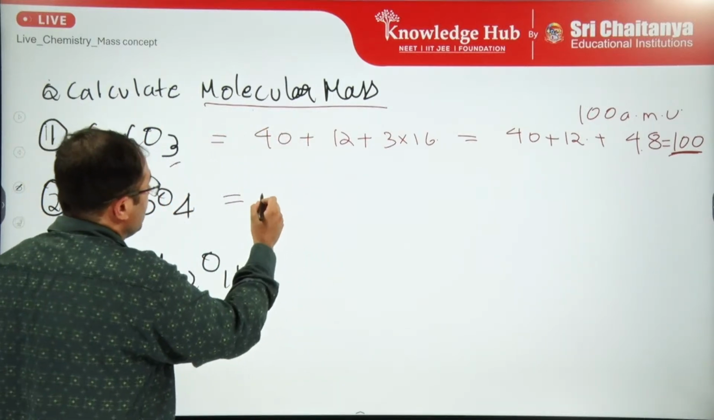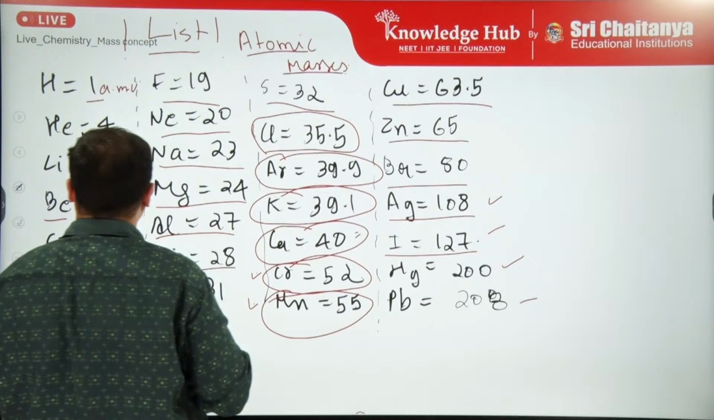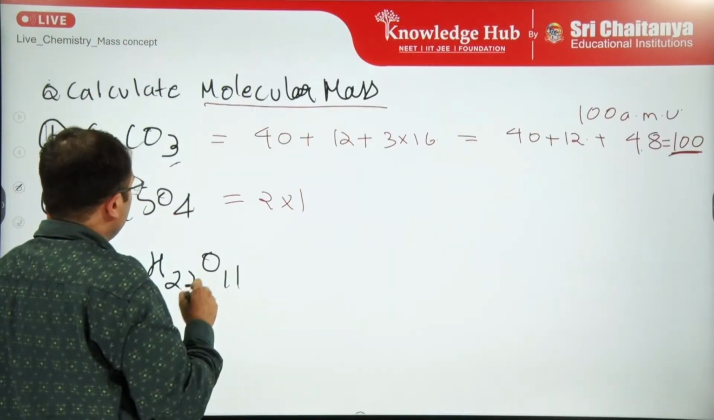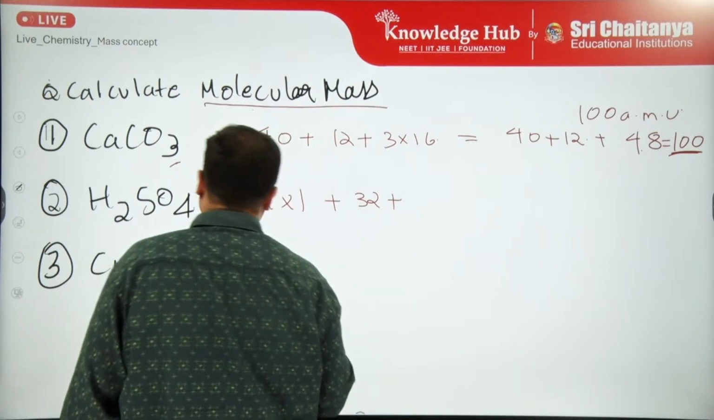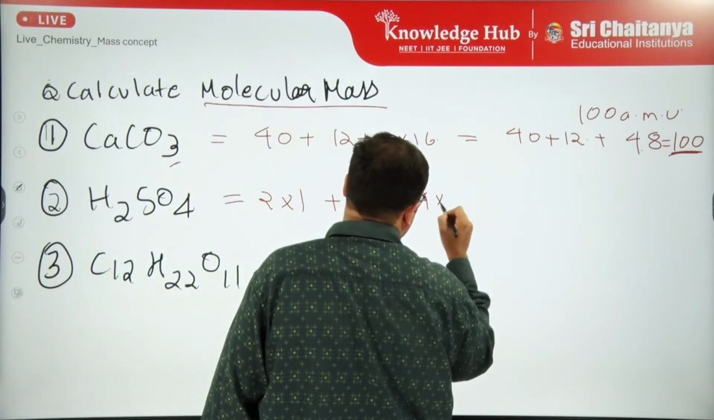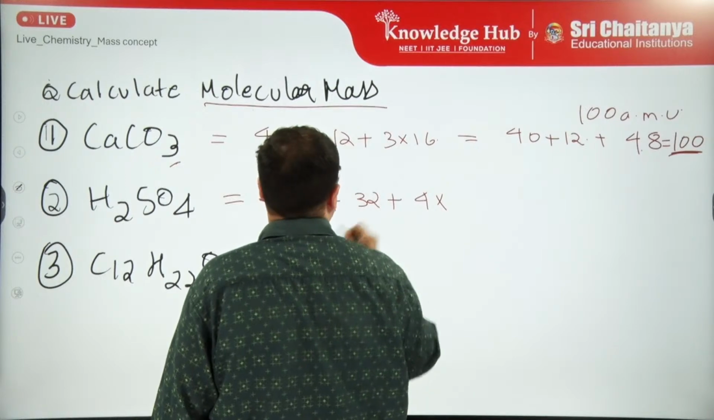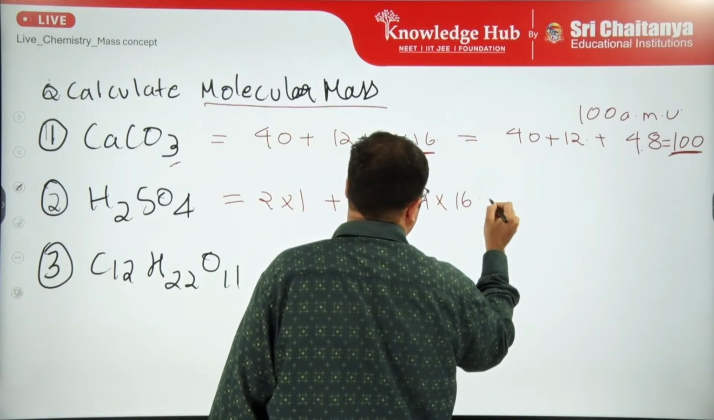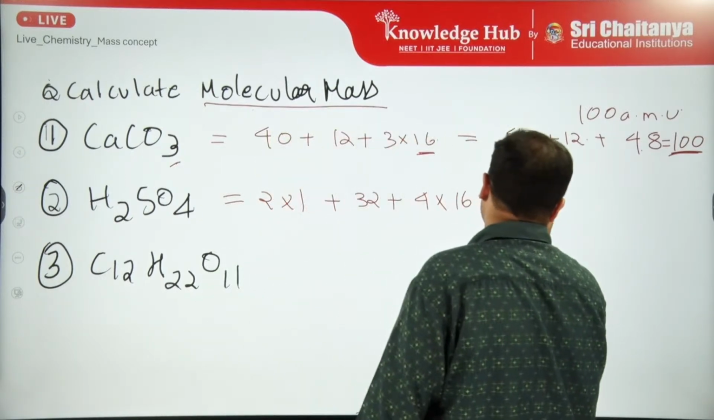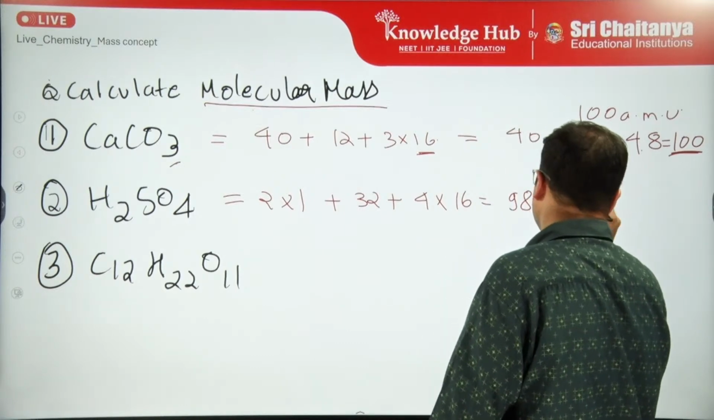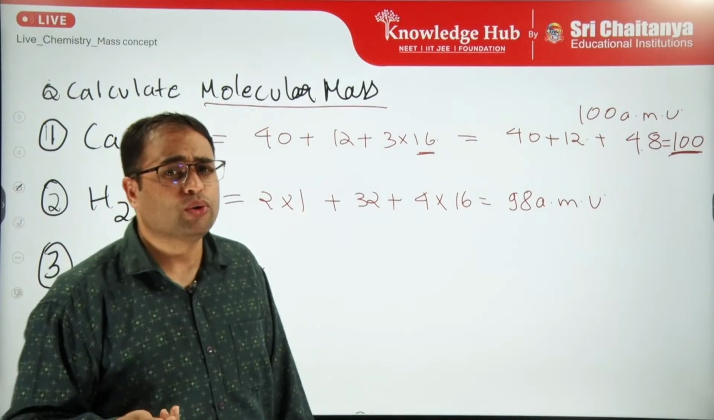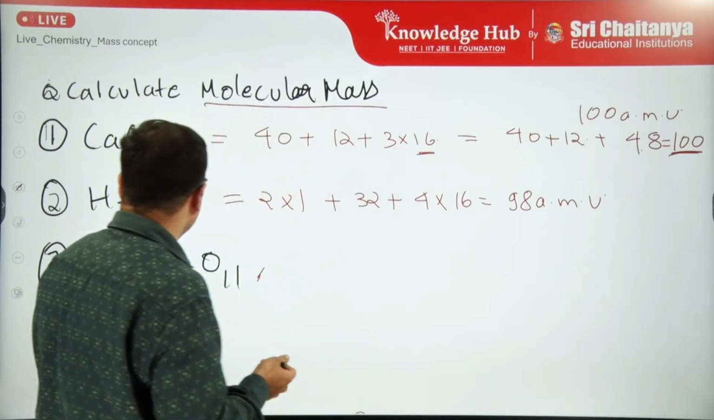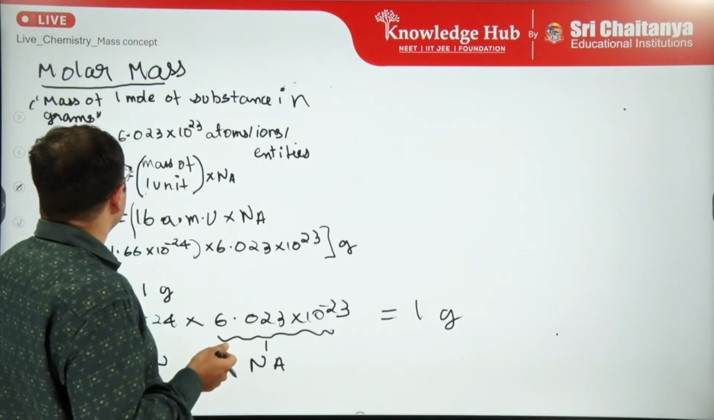Now hydrogen's mass is 1. Then you have sulfur, which will be 32, then you have oxygen, which will be again 16. This comes out to be around 98 AMU. This last one, you do it as homework. I'm not going to solve that for you. So let us move on to the next concept.